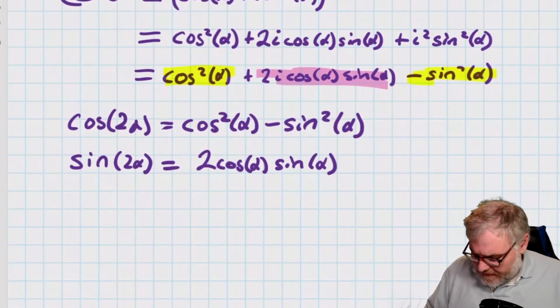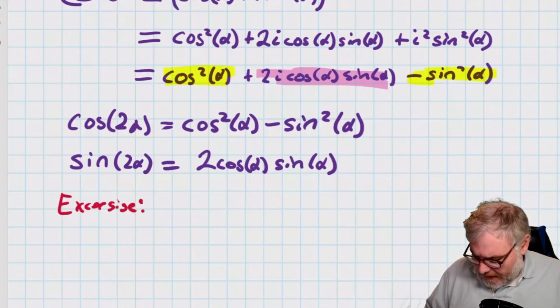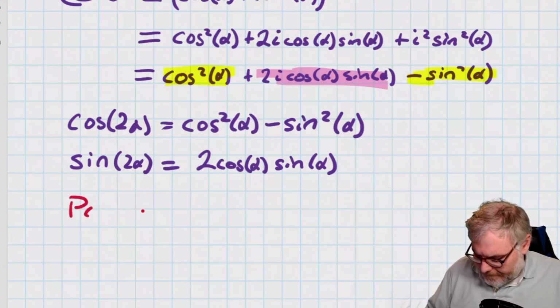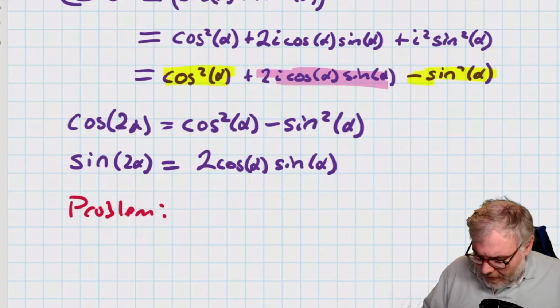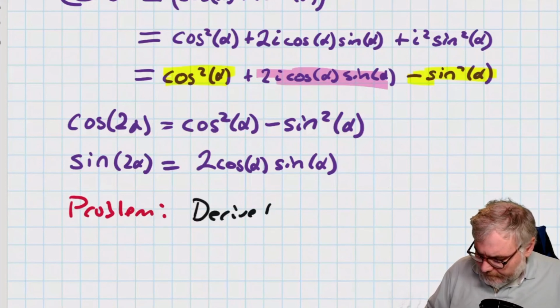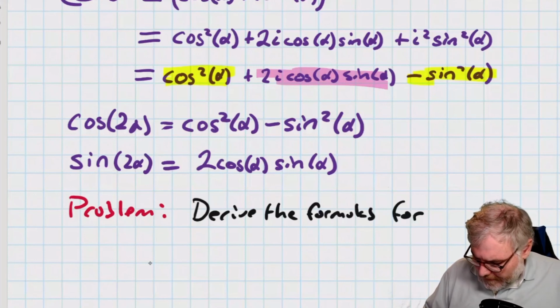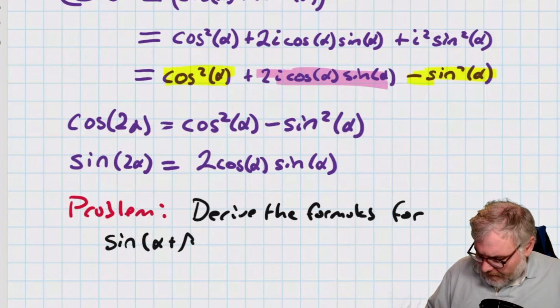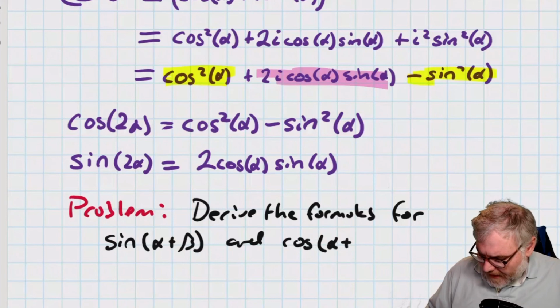So, exercise. Okay, here's a little problem for you. Derive the formula for sine of alpha plus beta and cosine of alpha plus beta.